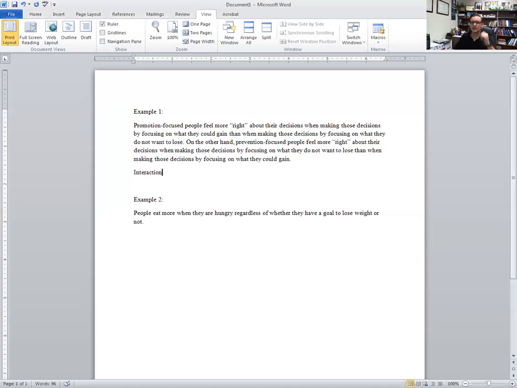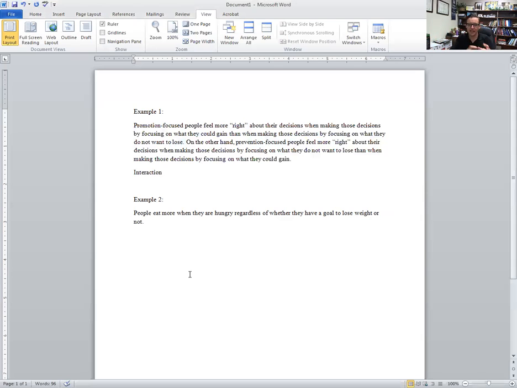All right. Now let's go through a second example, maybe with variables that you're more familiar with. So people eat more when they're hungry, regardless of whether they have a goal to lose weight or not. So again, let's start with our DV. So let's go back to our graph. We've got a fresh one here. Our DV, what is the end result? What is dependent on the other things in the sentence? People eat more when they are eating, right there.